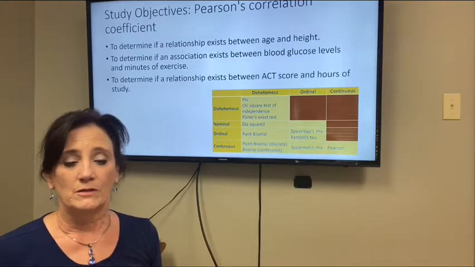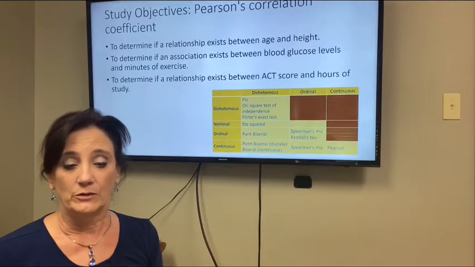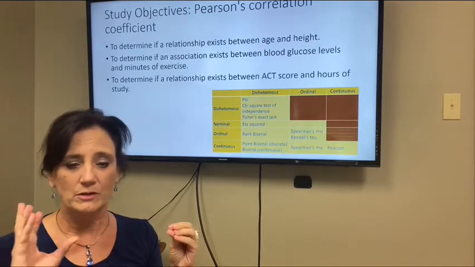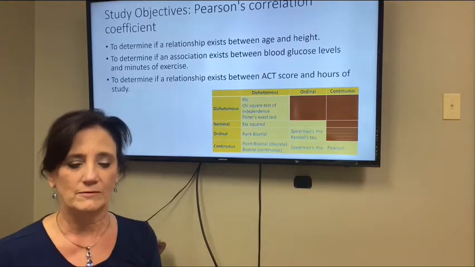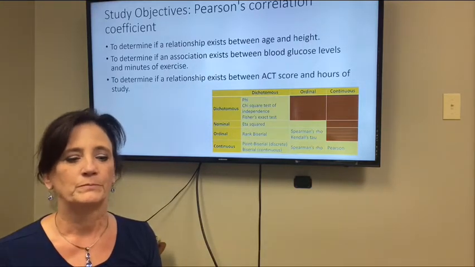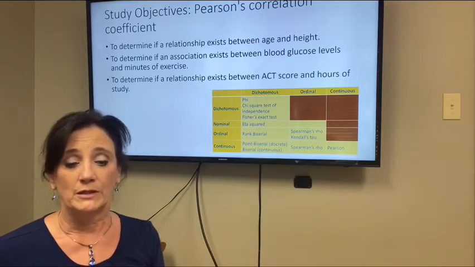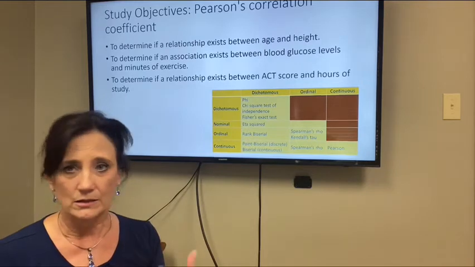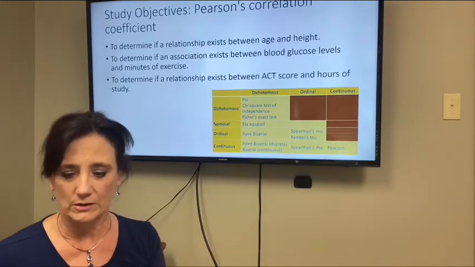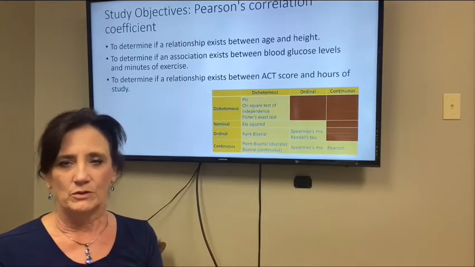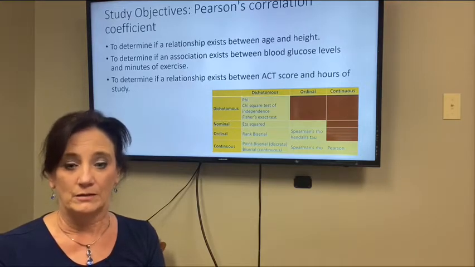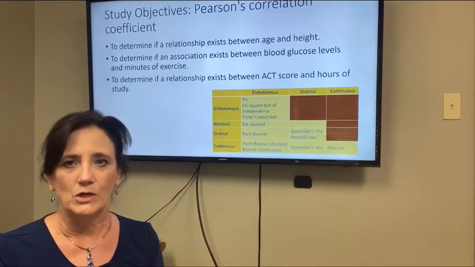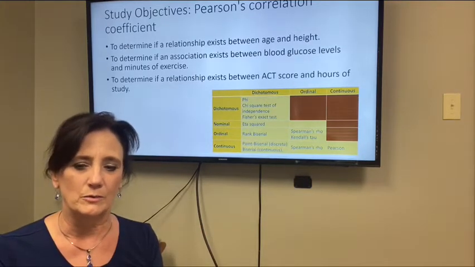To determine if an association exists between blood glucose levels and minutes of exercise. Again, blood glucose levels and minutes of exercise are both continuous variables. Pearson's r. To determine if a relationship exists between ACT score and hours of study. Again, two continuous variables, Pearson's r. If you want to, you can stop the video now and write your own study objective that uses two continuous variables.